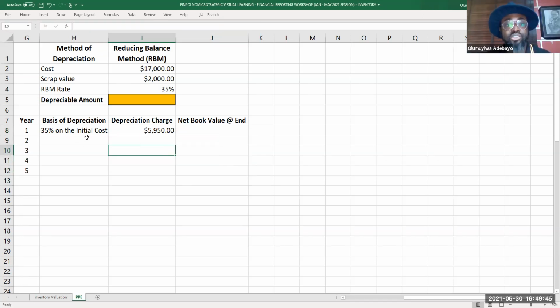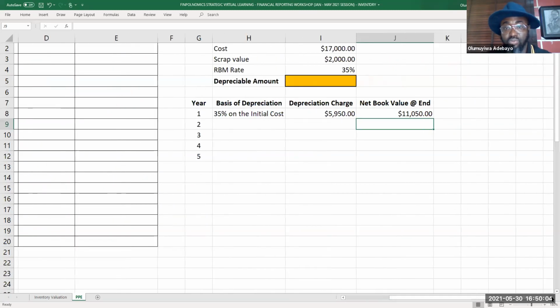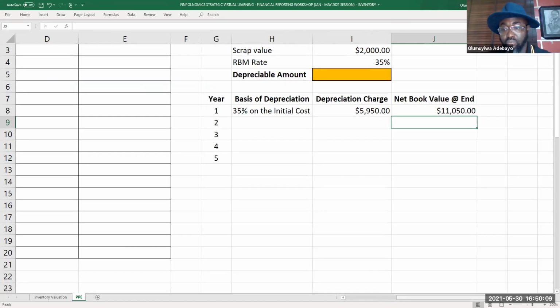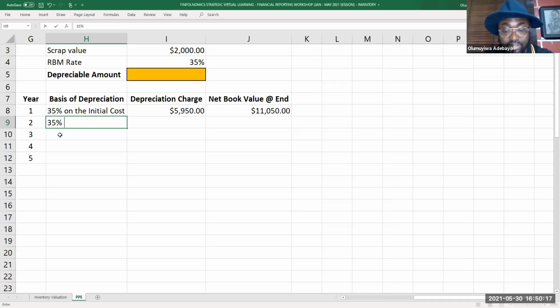Now, 35% of initial cost is 5,950. At the end of the day, what will be the net book value will be the difference between the initial cost and the depreciation charge for that period. Okay, now in the second year, it will be 35% of the net book value.